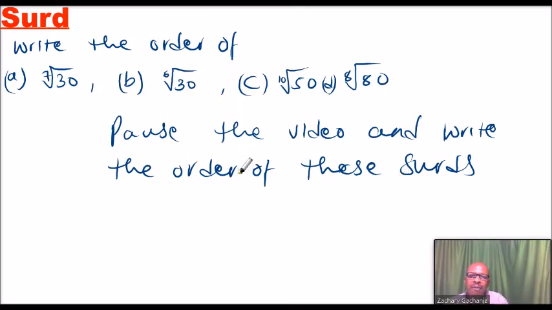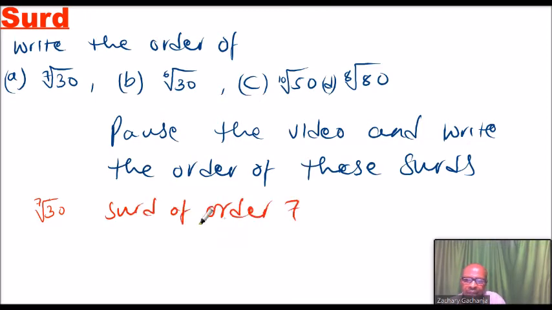So I hope you have done that, and I can give you what you should have written. When you are given the 7th root of 30, this is a Surd of order 7, because the value of n here is 7.